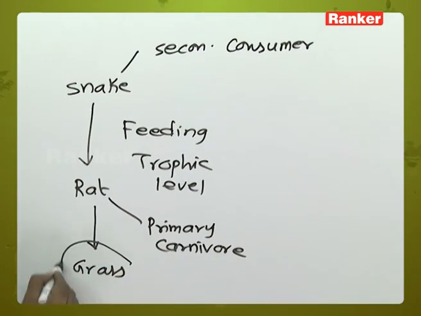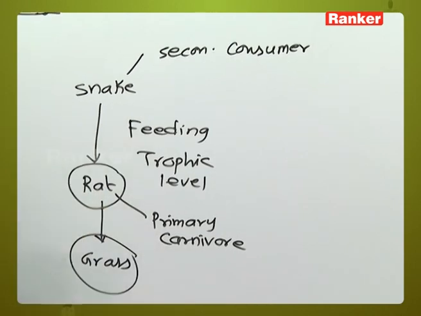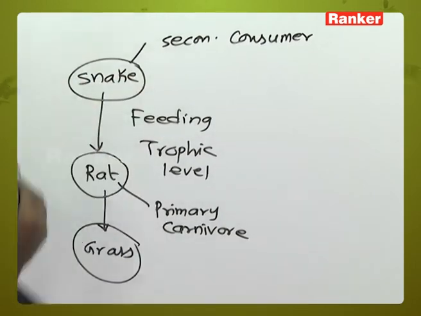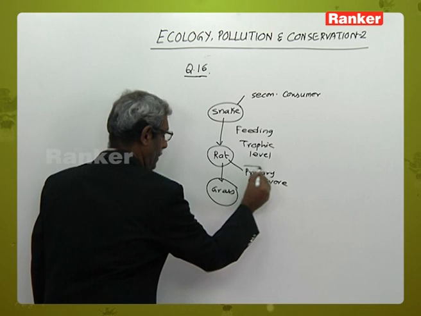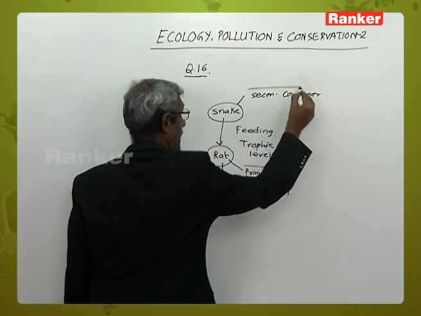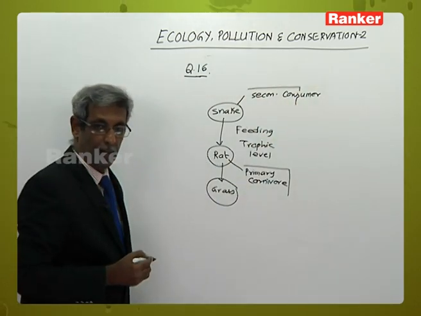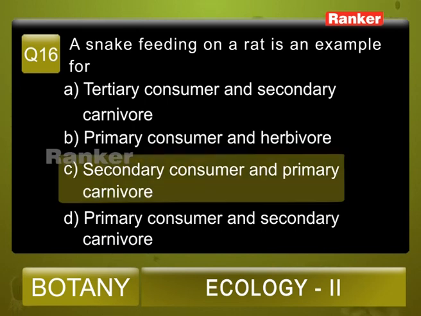So, grass is taken by rats and rats are in turn taken by the snakes. So, this is an example of both primary carnivore as well as a secondary consumer. The answer is C.